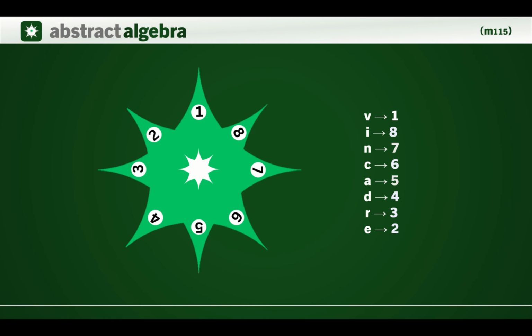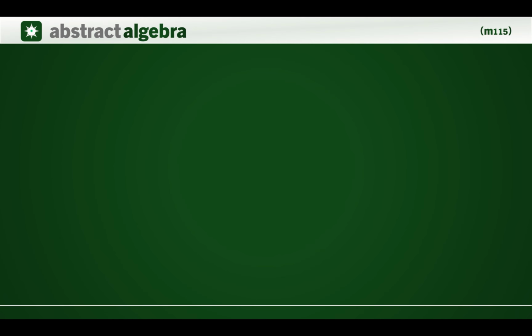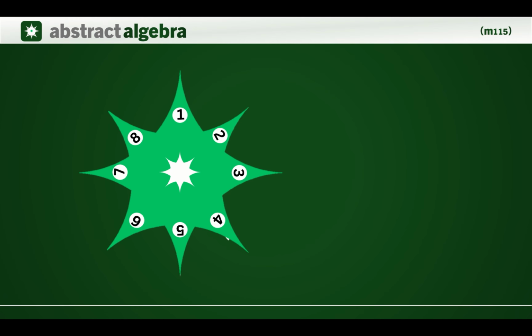I replaced V with 1, I with 8, N with 7, C with 6, A with 5, D with 4, R with 3, and E with 2. While this is the back of my model, I replaced theta with 1, beta with 2, gamma with 3, epsilon with 4, omega with 5, phi with 6, tau with 7, and mu with 8.